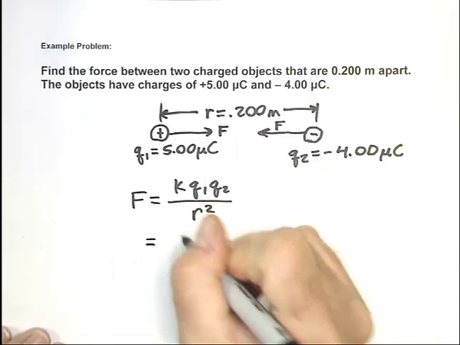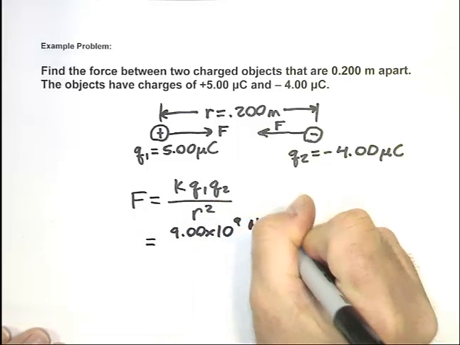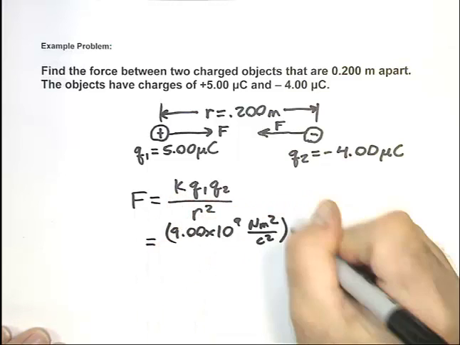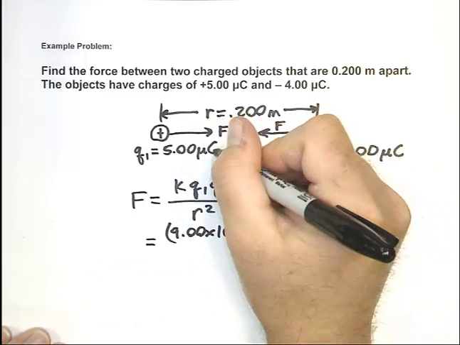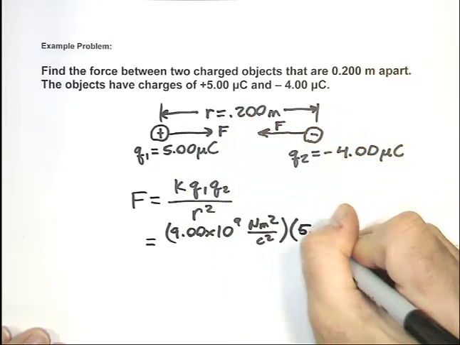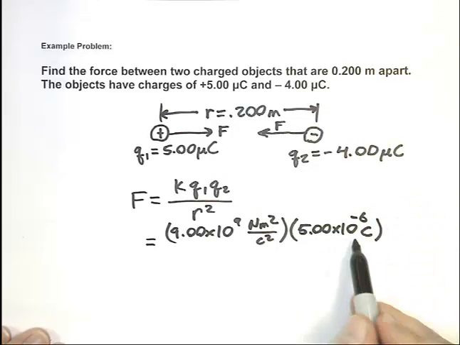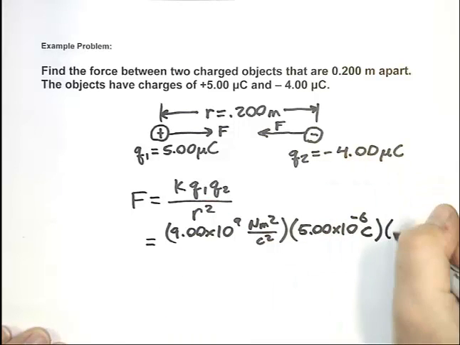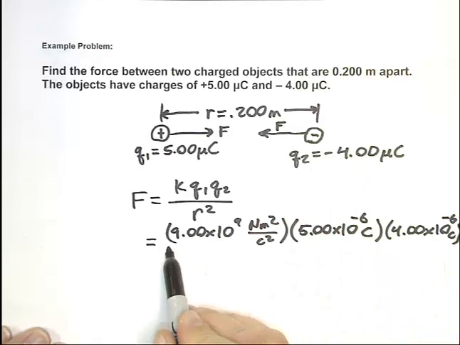So when I punch the numbers in, I'm going to say, okay, K is 9 times 10 to the 9 meters squared per coulomb. Q1, micro means 10 to the minus 6. So when I write it in, I'm going to have to write 5 times 10 to the minus 6 coulombs, because we need this guy to be in coulombs, not microcoulombs. Likewise, 4.00 times 10 to the minus 6 coulombs. Again, change it over from microcoulombs to coulombs.